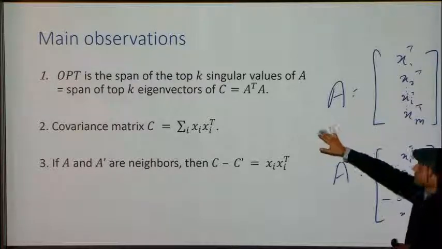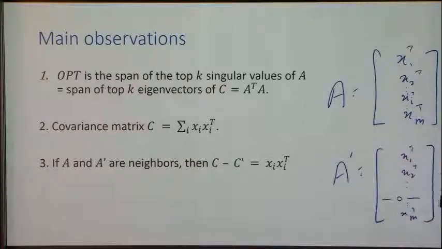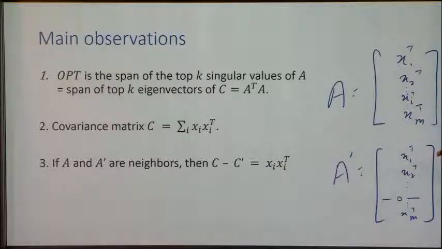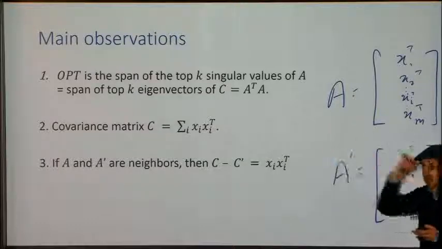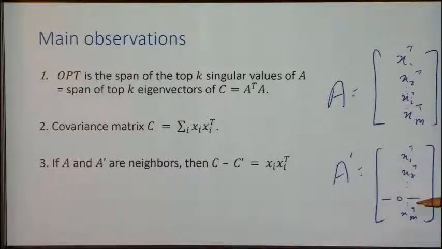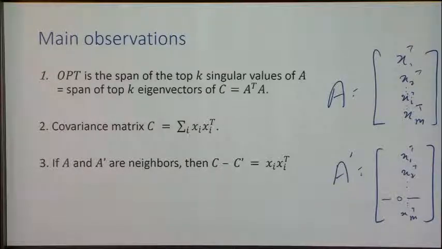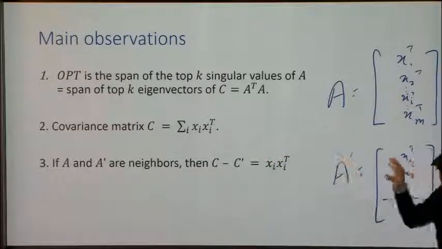As we said already, the optimal subspace is just the subspace spanned by the top k eigenvectors of A transpose A. A transpose A is the covariance matrix. It's nothing but the sum of x_i x_i transpose summed over all the rows. So if I think of the matrix C as my object of interest, it's just the sum of individual contributions. Each person contributes their x_i x_i transpose. And if I take out Cynthia's data from this matrix, the neighboring matrix A prime that I get, the difference between these two is exactly x_i x_i transpose, where x_i is the row corresponding to Cynthia. So the sensitivity of this object C is essentially this x_i x_i transpose.